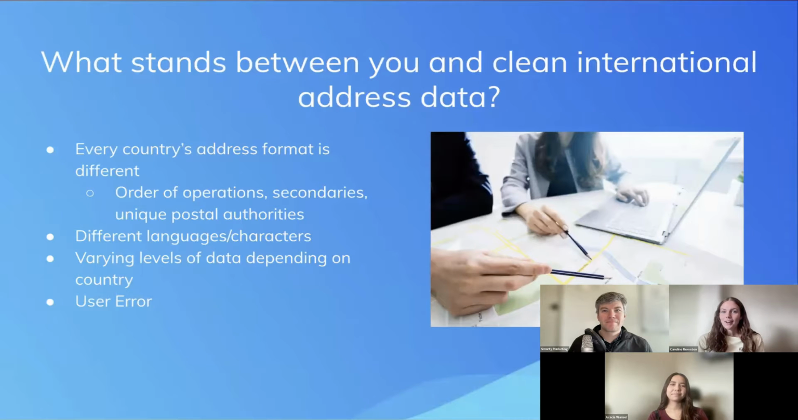We're going to start first with what is between you and clean address data. International address data specifically is different from the US, because literally every single country is different in the way that they format addresses. At Smarty, we support over 240 different countries with our international address products, which is 240 different address formats, with each unique postal authority having their own rules. There are secondaries, like apartment versus flat. There's a lot of different things there.